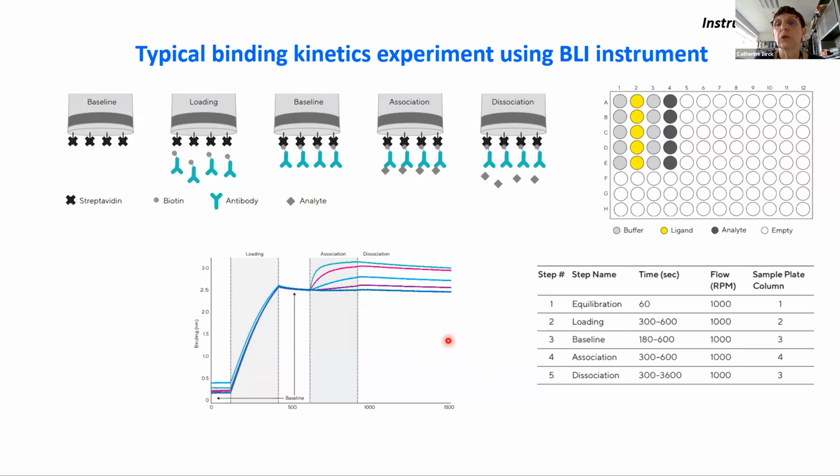So to perform an experiment, you will need to prepare a plate with the different samples. In the first column, you will put some buffer. In the second column, you will put the protein that you want to immobilize on the biosensor. In the third column, you will put buffer again. And in the fourth column, you will load different concentrations of the second partner. And then you will have to write a small program with different steps before starting the run.